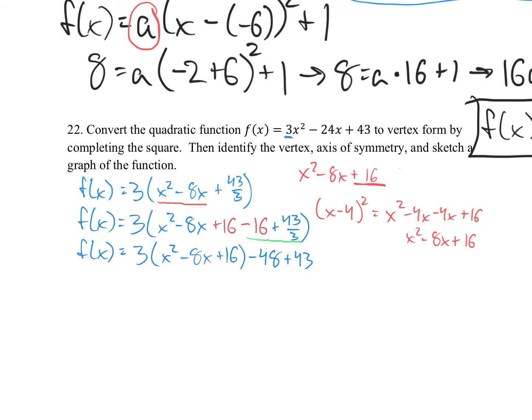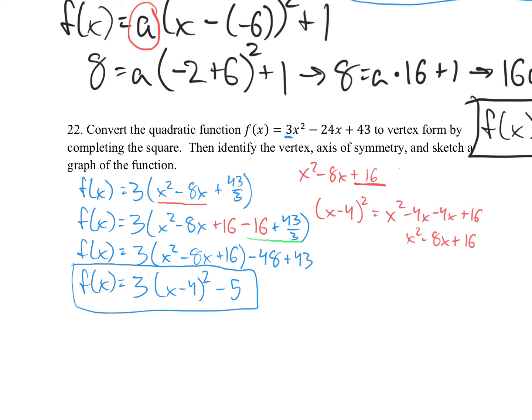Now we notice that x squared minus 8x plus 16, that's our perfect square. So that is the same as x minus 4 squared. So now we've rewritten that as 3 times x minus 4 squared. And then we'll take those two numbers at the end, the negative 48 and positive 43, and we will stick them together. And we will have minus 5. Okay, and now this is in vertex form.